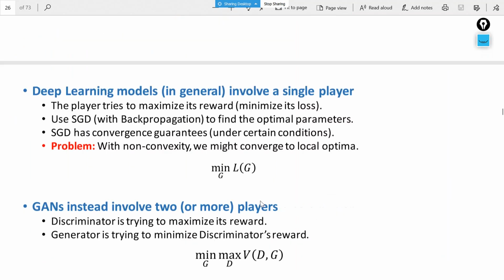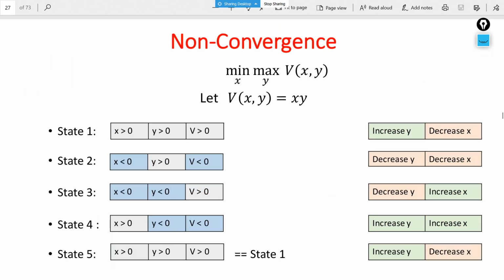Cool. Okay. Just see this non-convergence basically. One example is the function xy. In the first state, x is greater than 0, y is greater than 0, so the function is also greater than 0. Correct. And see, as y increases, x decreases in the first state. So in the second state, just because x decreases, y also decreases. Then again x is made to increase, so x increases, decreases y, and again you're getting an increase in y. So from the first state to the fifth state, if you notice, both are equal.